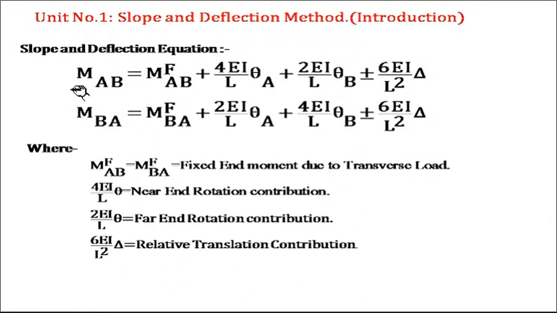So this is the slope and deflection equation for the members AB and BA, where, as we know, MFAB and MFBA are the fixed moments due to the given load, as the load is transverse load here. 4EI upon L theta is the near end rotation contribution, 2EI upon L theta is nothing but the far end rotation contribution, and 6EI upon L square delta is the relative translation contribution.